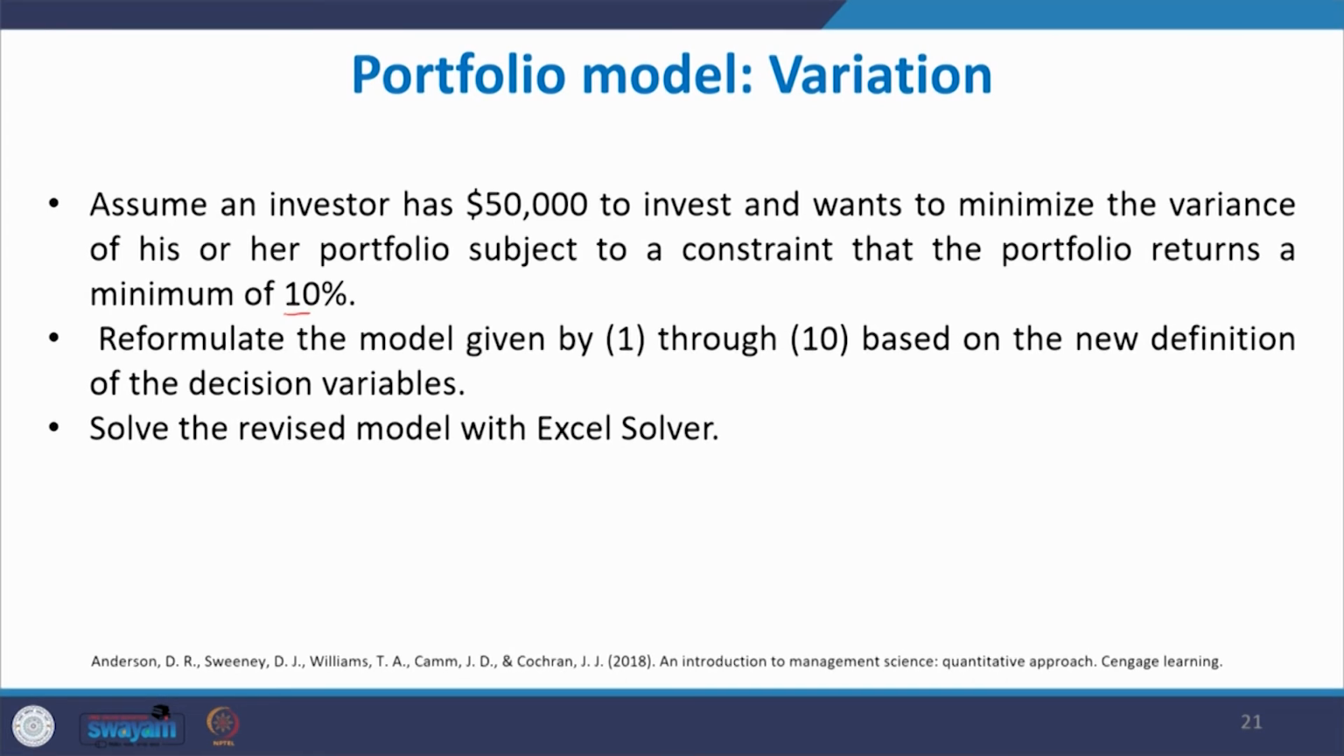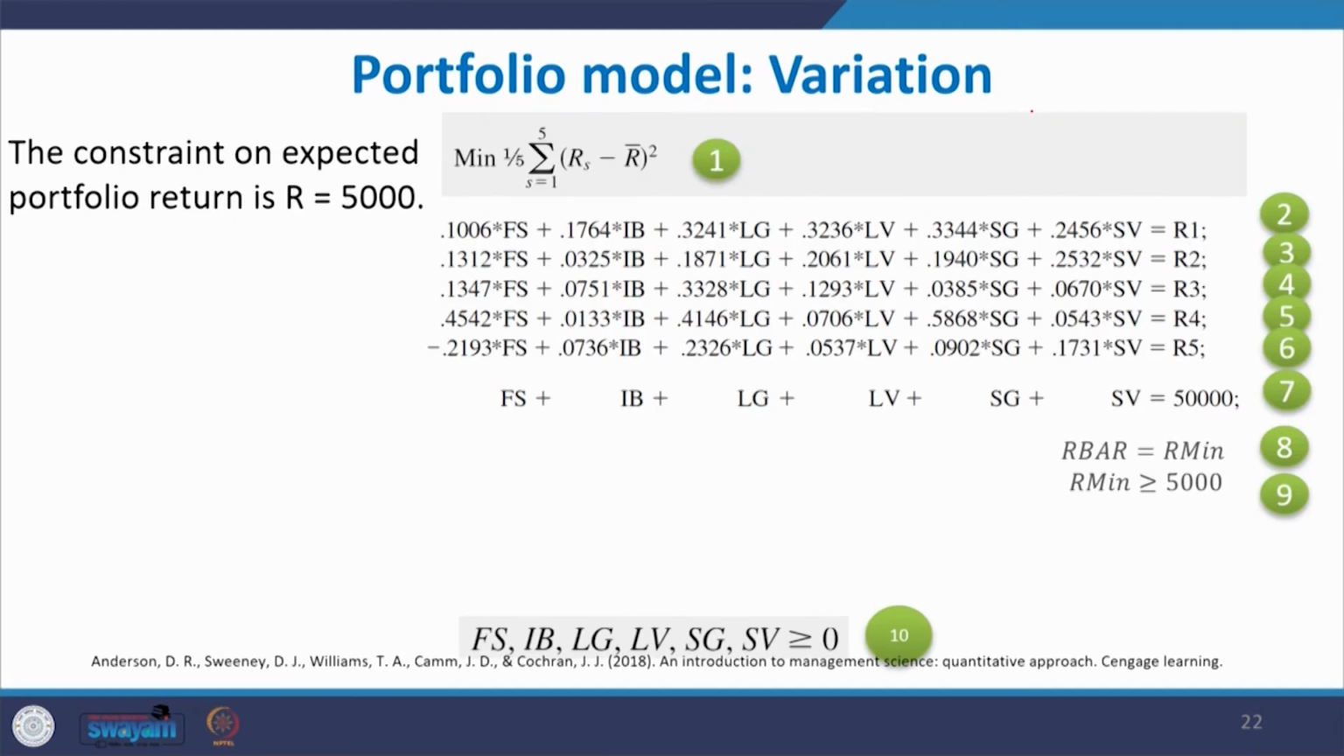So, what will we do now? We will reformulate the model, that is, all the equations from 1 to 10, based on the new definition of decision variables. The only thing changed is the definition of the decision variable. Previously it was a proportion, now it is the actual amount. We are going to solve this problem with the help of Solver.